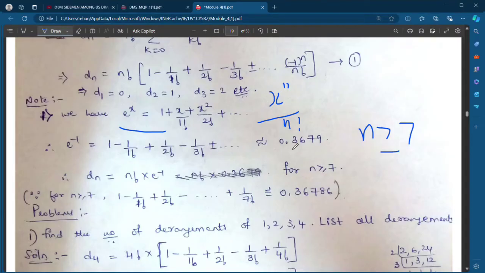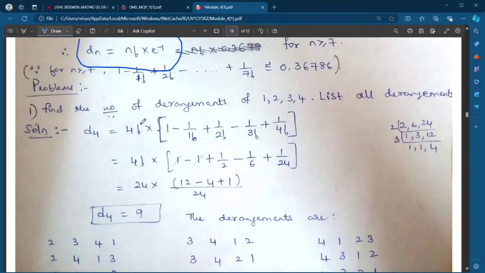What is that formula? e^(-1) is equal to 0.3679. D(n) is equal to n! times e^(-1). So this is the formula we can use when n is greater than 7. But remember that if they have asked for more marks, then you cannot use this formula. You have to use the original formula itself.